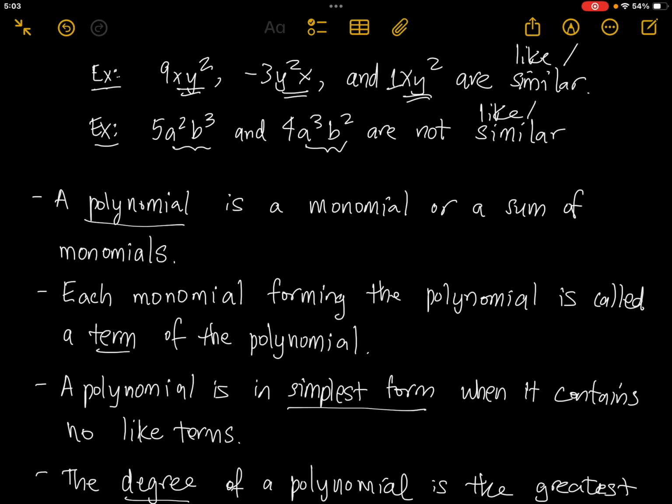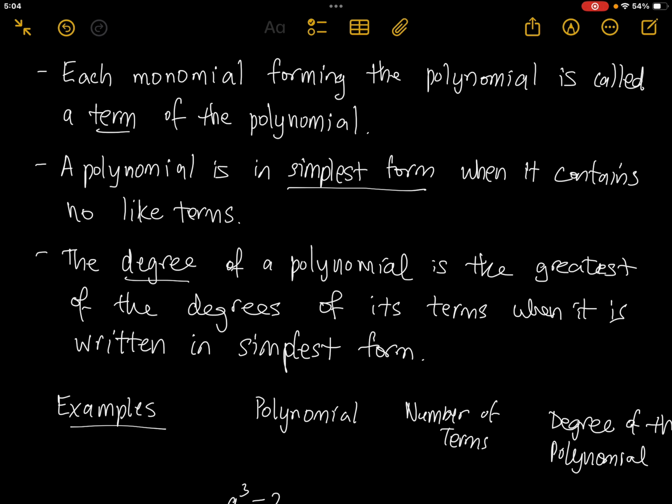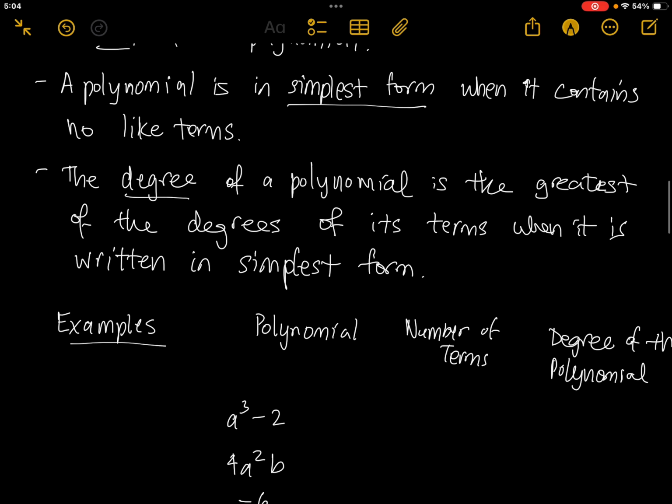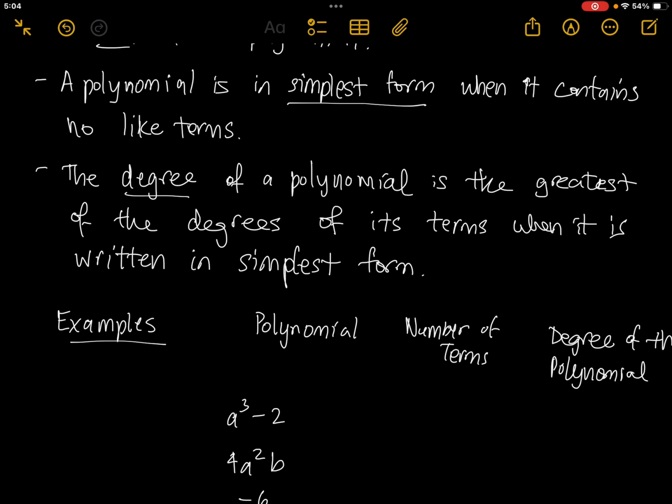Okay, so that was monomials. Now we're going to move on to polynomials. And polynomials, mono means one, poly means many. A polynomial is a monomial or a sum of monomials. Okay, we're going to define some more terms and then we'll do some examples. Each monomial forming the polynomial is called a term of the polynomial. A polynomial is in simplest form when it contains no like terms. The degree of a polynomial is the greatest of the degrees of its terms when it's written in simplest form.